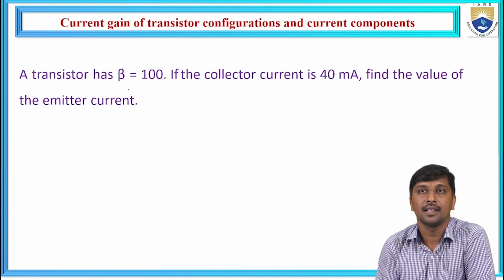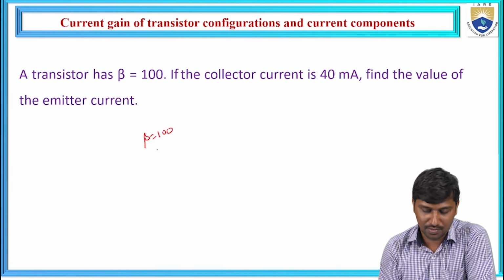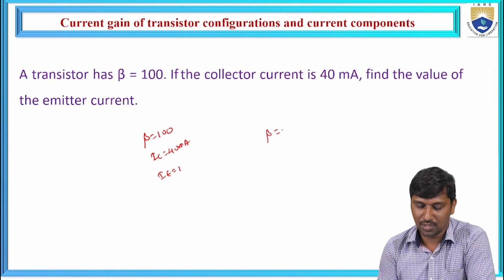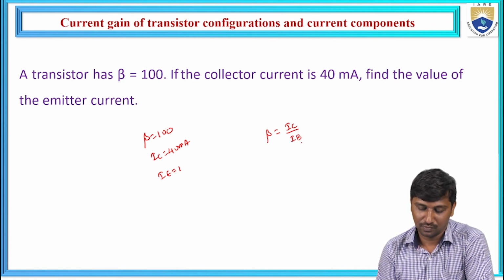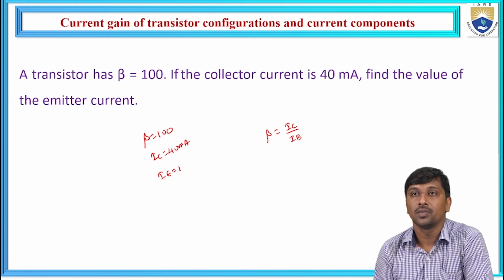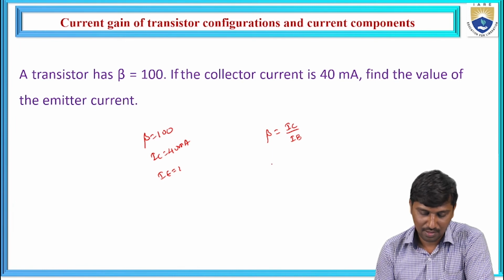Now a transistor has beta 100 and the collector current is 40 milliamperes. Now find the value of IE. So beta, we know that it is the ratio of collector current to the base current. In a common emitter configuration, the output is the collector current and the input is the base current. So for this case, beta is equal to 100 here.